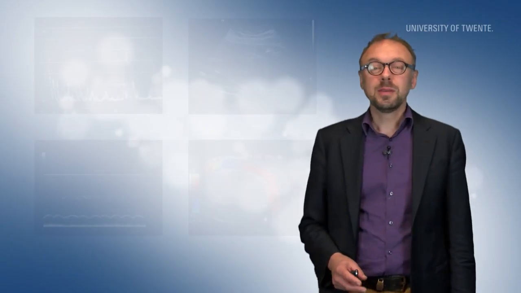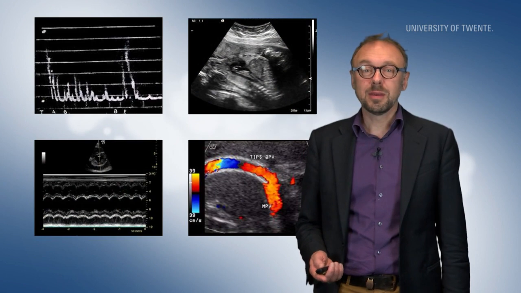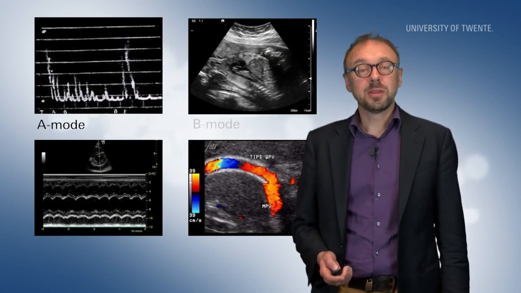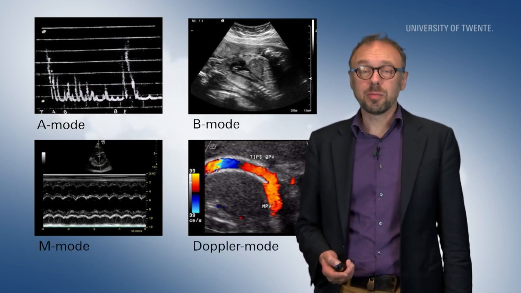Ultrasound machines have various ways to present the information to you, the so-called modes. But what are they, and what do they show? This is how the various modes of ultrasound look. And we can, for instance, distinguish the A mode, the B mode, the M mode, and the Doppler mode.